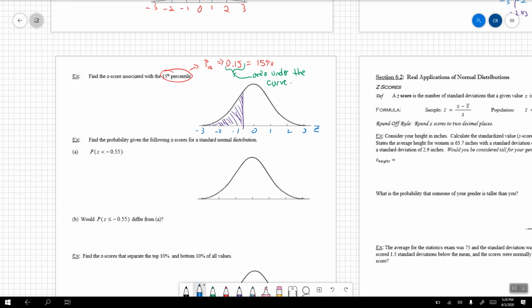So negative 1.04, so it should be somewhere around here. So again, my initial estimate was incorrect. And again, I said it's okay if it's incorrect, because at the end of the day, we can always go back and modify this. So I'm going to modify this. I'm going to erase this area here.